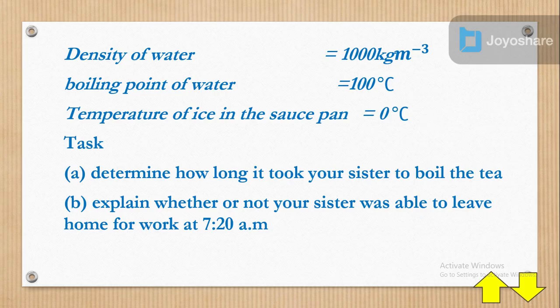Part B: explain whether or not your sister was able to leave home for work at 7:20. Now remember, she realized that the water was frozen in the fridge and it was 7 sharp, so she was remaining with only 20 minutes to do all that work. But now she has a heater. We don't know whether it will work.